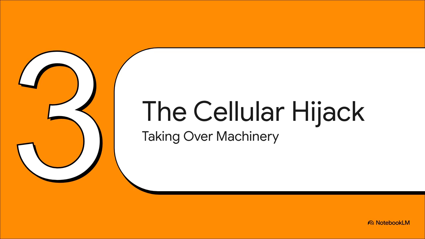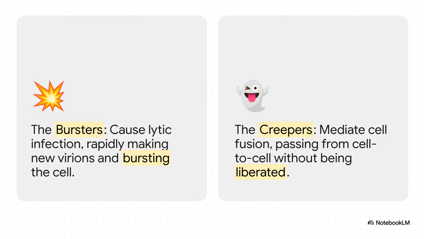This right here is the main event. The cellular hijack. Viruses basically have 2 main strategies for this takeover. We can call them the bursters and the creepers. The bursters, they're dramatic. They hijack a cell, replicate like crazy, and then they lyse or burst the cell wide open, releasing this massive flood of new viruses. The creepers are a bit more subtle. They actually cause the infected cell to fuse with its neighbors, creating these giant supercells. This lets the virus spread from one cell to the next without ever having to expose itself to the body's defenses out in the open.